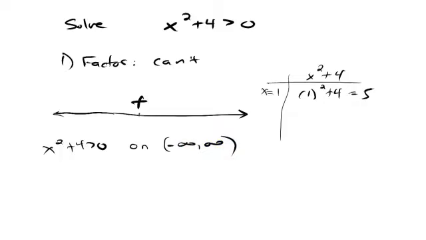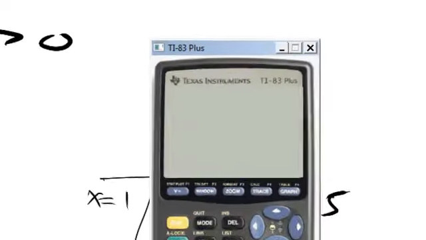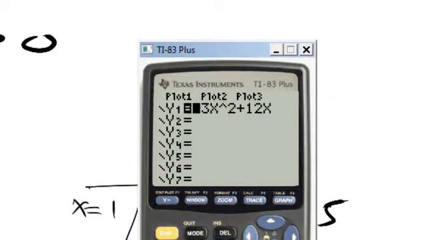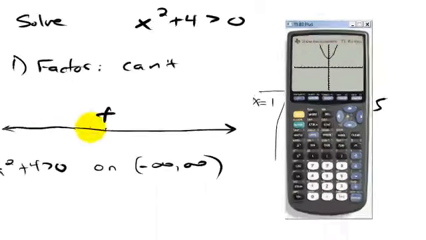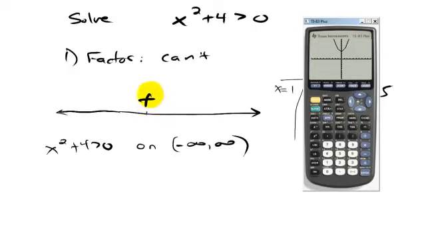Now is that true? I mean, what's going on? Why are there no roots? And if we pull out the graphing calculator and try graphing this, so x squared plus 4, well, look what happened. My quadratic never actually came down to touch the x-axis. In fact, my quadratic is always above the x-axis, meaning it's always above 0. And that's exactly what this number line told me, is that it's always positive.